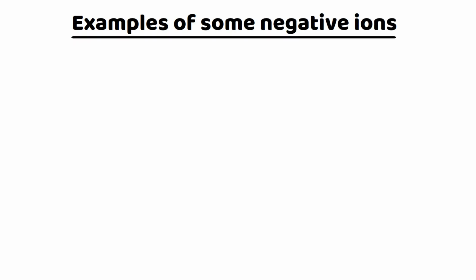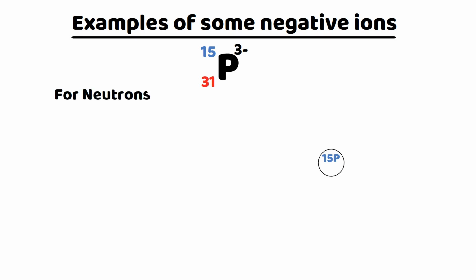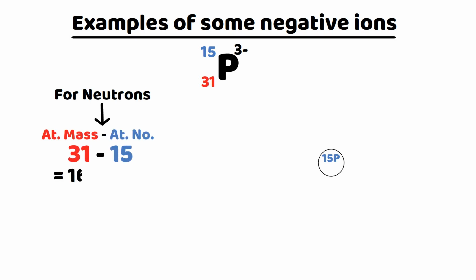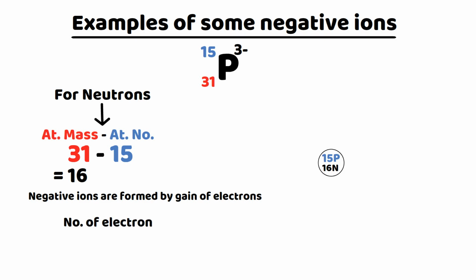Now let's see examples of some negative ions. First, phosphorus 3 minus. Atomic number of phosphorus is 15 and atomic mass is 31. So there are 15 protons in the nucleus of phosphorus. For neutrons, again atomic mass minus atomic number, that is 31 minus 15 equal to 16 neutrons. Now as we know, negative ions are formed by gain of electrons. So in case of negative ions, to find number of electrons, we simply add number of electrons gained to the atomic number. That is for P3 minus ion, the number of electrons are 15 plus 3 equal to 18 electrons. And the electronic configuration is 2, 8, 8.